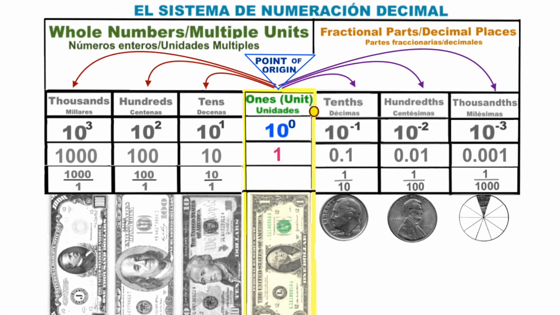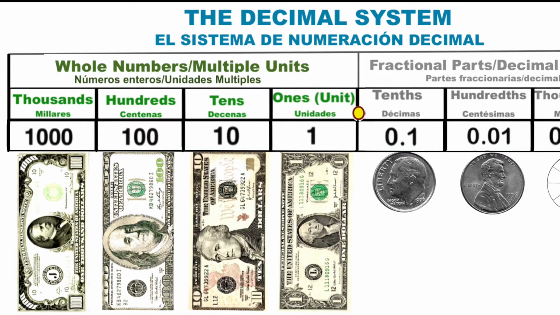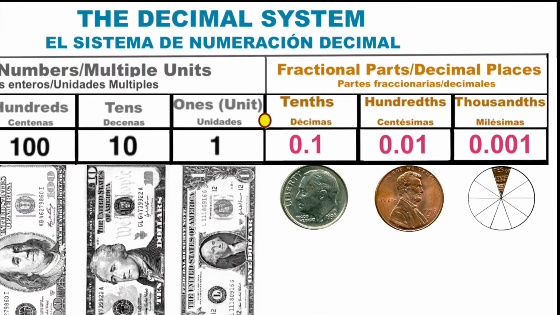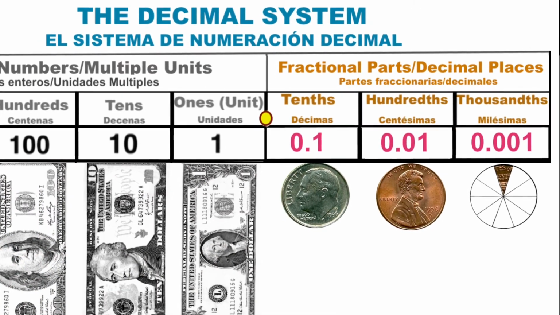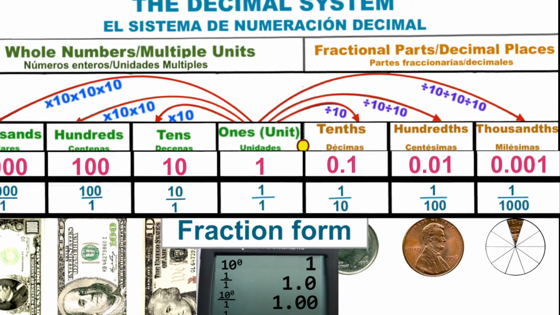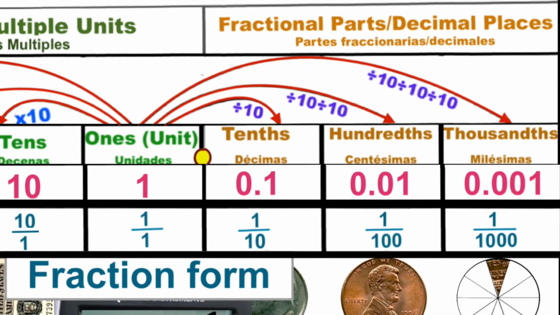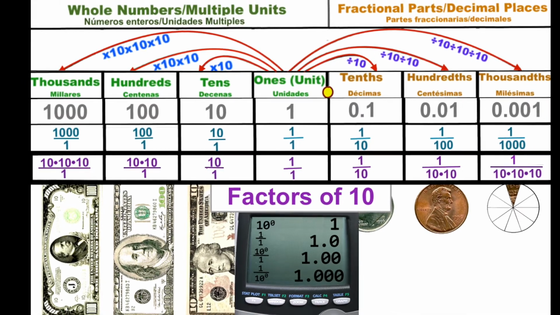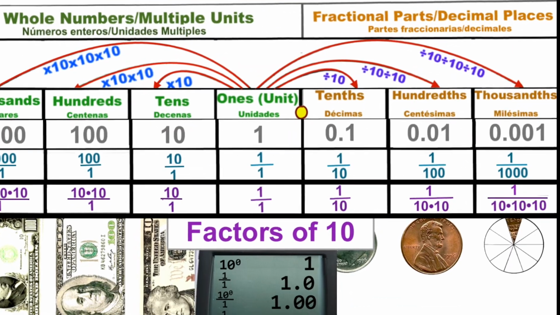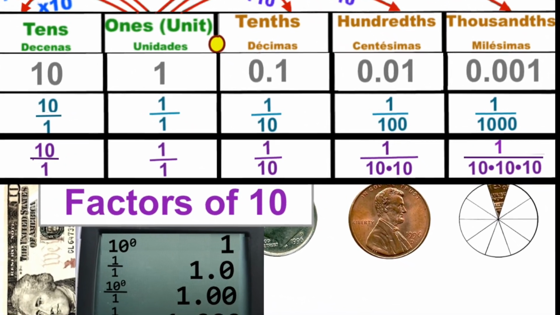In the decimal system, numbers can be represented in various forms. Notice the whole numbers are written as whole units, while the fractional parts are written as a decimal fraction. In the following, the fractional parts are written as fractions. A decimal point is not written. Notice the factors of 10 for each one of the places. On the fractional parts, the factors of 10 are written as a denominator.